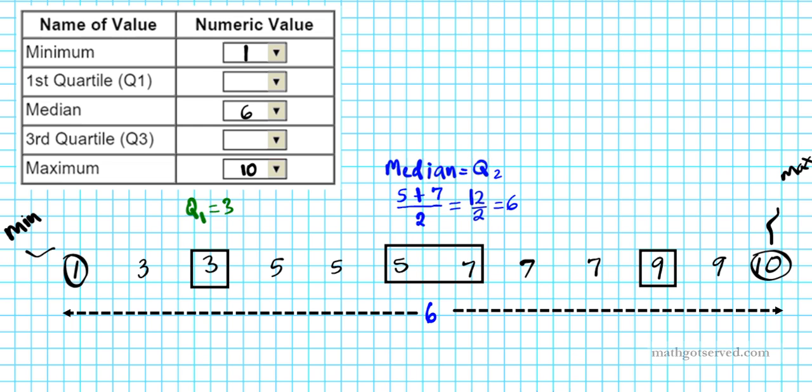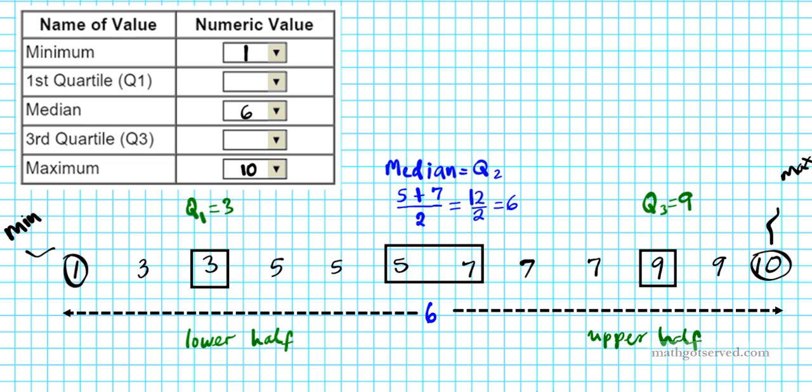If you look to the left and to the right, you have the same number of numerical values, so that's excellent. So this right here is the third quartile. Q3 is 9. This is the median of the upper half. Okay, so you can call this lower half, and this is the upper half.